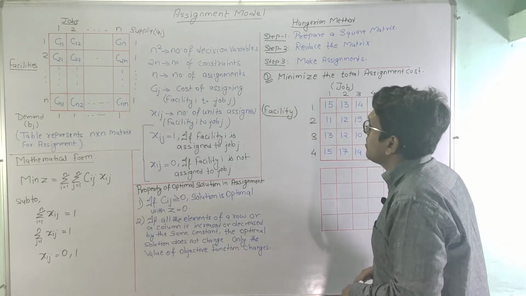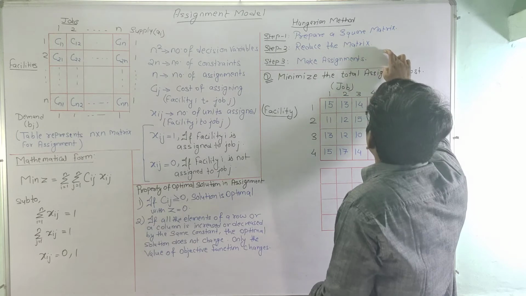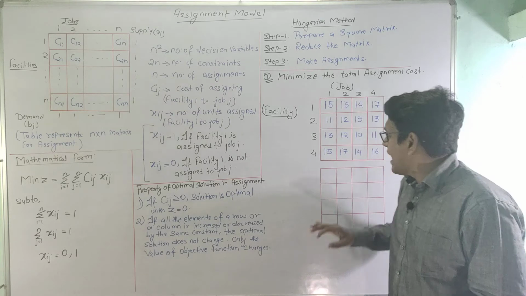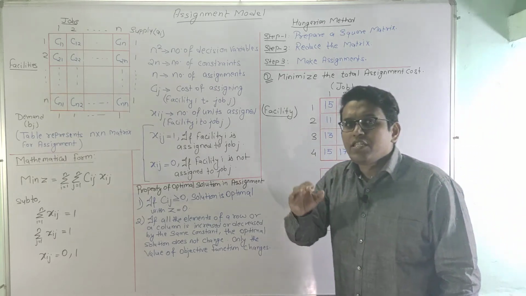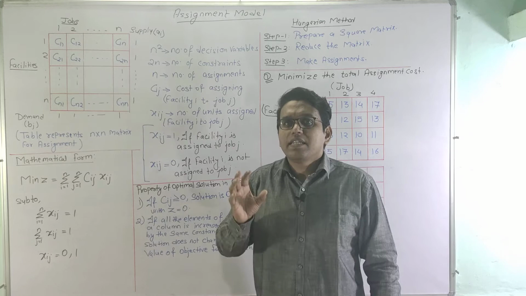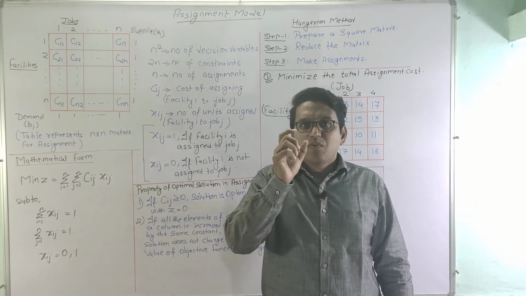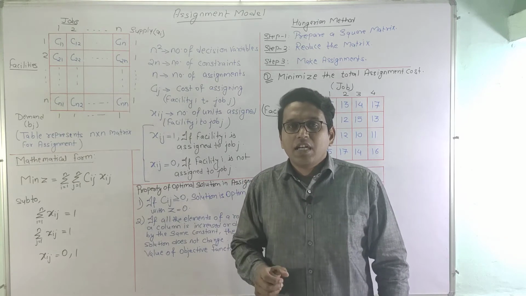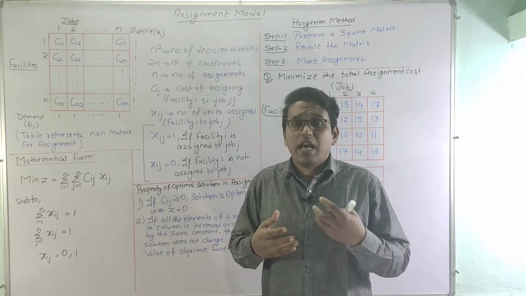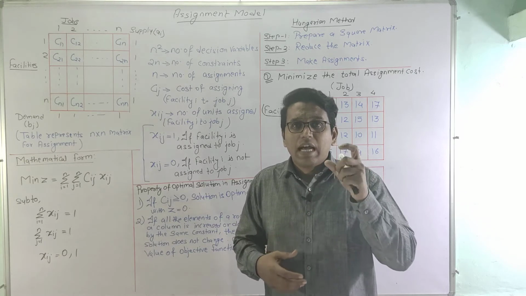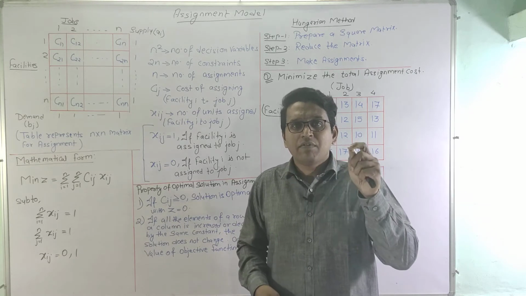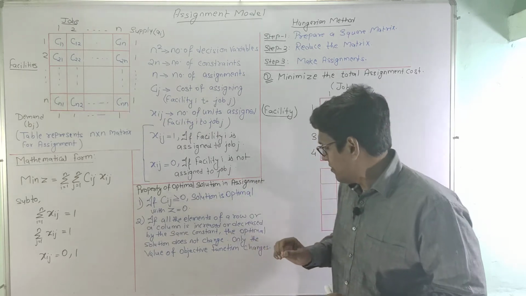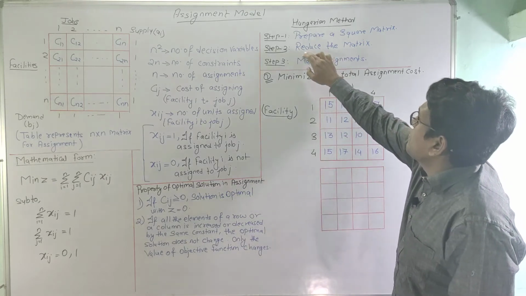Okay, and the second is to reduce the matrix. Reducing the matrix means that if we have a certain matrix, as we have considered in this problem, we need to reduce that matrix and make at least one value in each row and in each column 0. What it will do is help us assign those values, and if we assign all the zeros, then our value of z will sum to 0. So let us see how we can reduce the matrix.